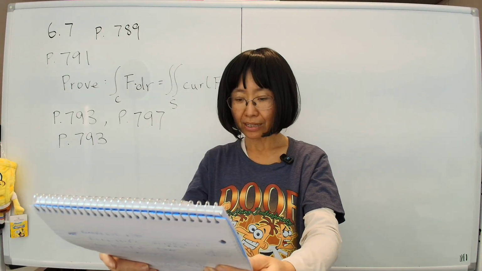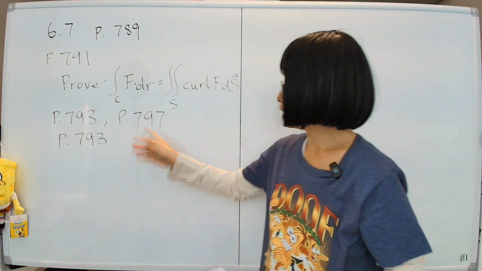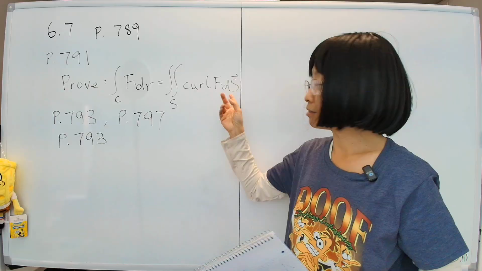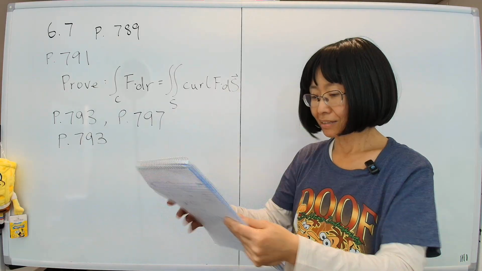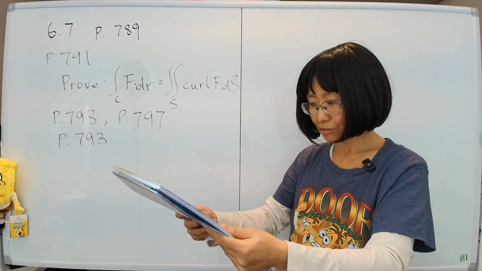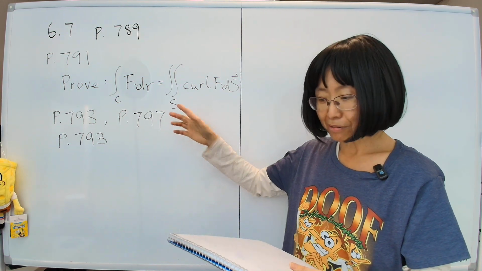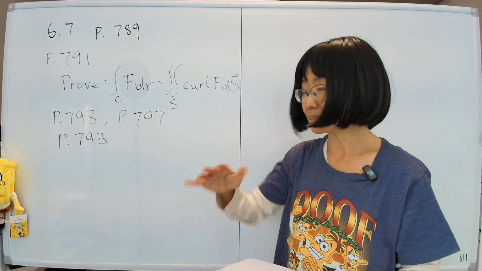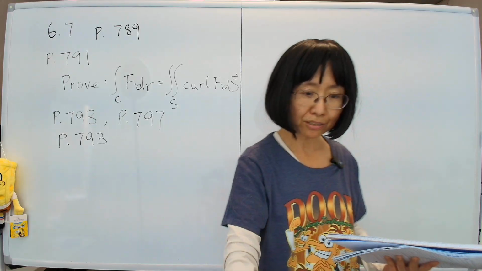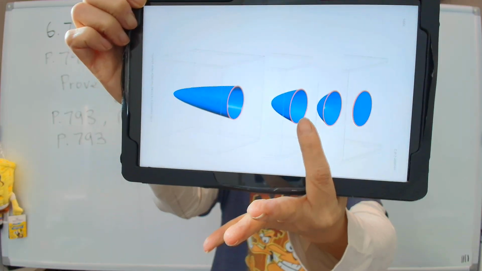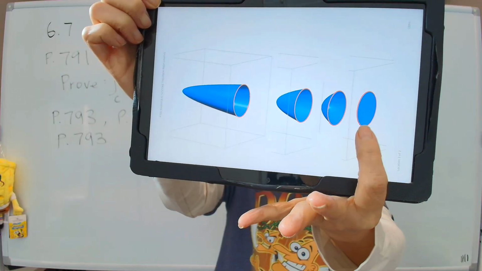And then one more thing I want to mention is we did F·dr over C, and we did curl F·dS over S. Now there's a third thing I want to do: instead of going over the original S, how about we just integrate over the surface on the ground? Because as we mentioned before, integrating over this surface is the same as integrating over this surface, right?